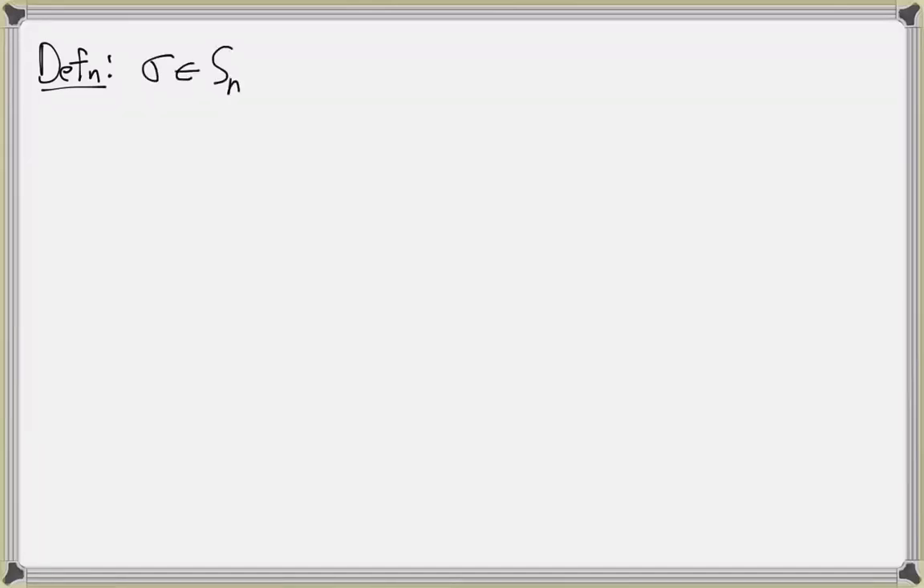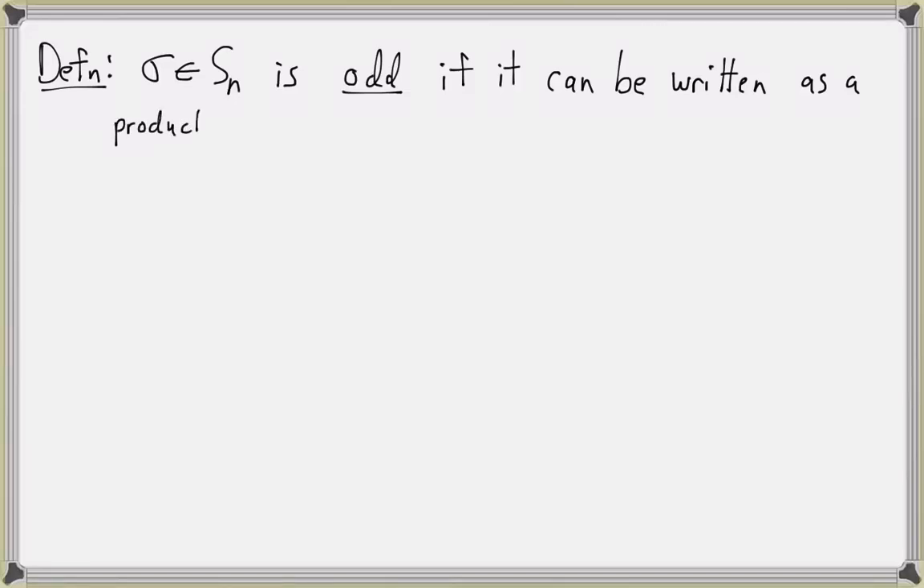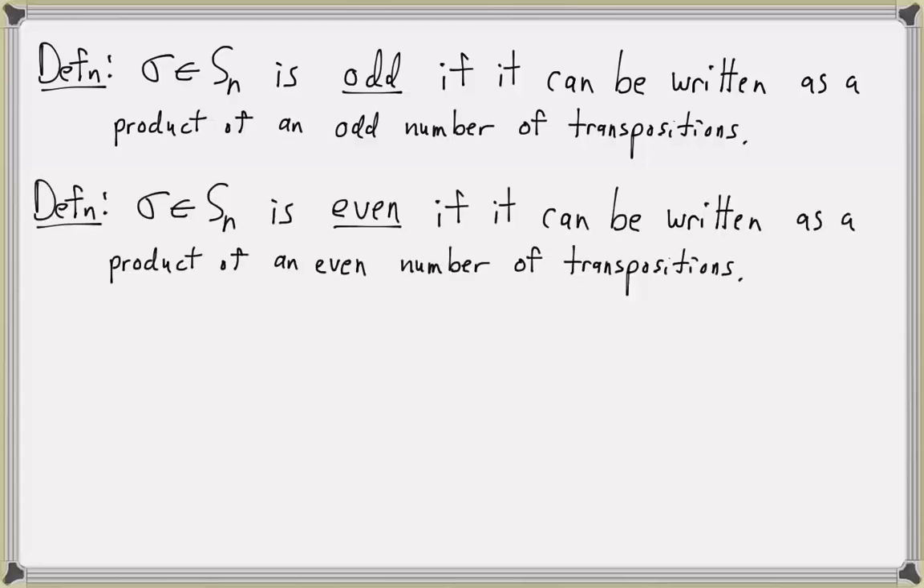So a permutation in Sn is odd if it can be written as a product of an odd number of transpositions. Similarly, the following definition: a permutation of Sn is called even if it can be written as a product of an even number of transpositions.